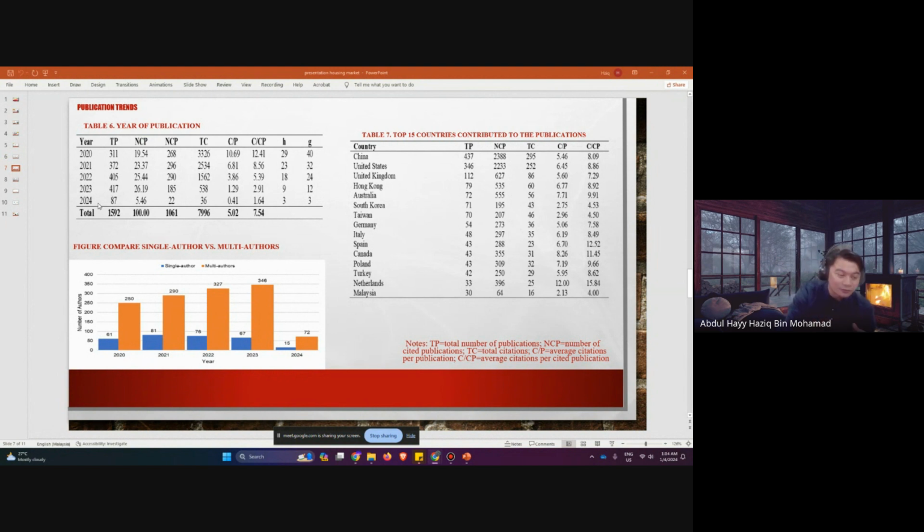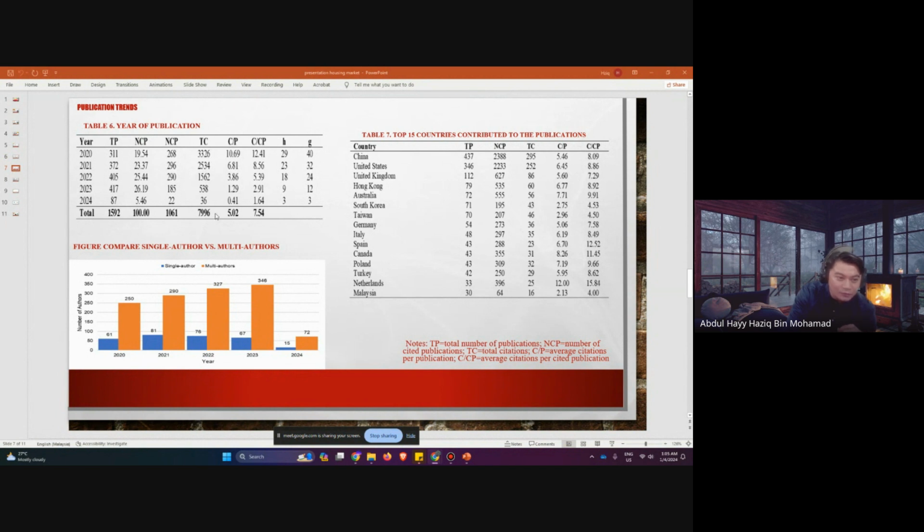Of course, 2024 is just 87 because we have not finished this year yet, right? But this number is considered very strong publication within just almost 5 years. The total is 1,592. And in terms of total citation, the highest one is in 2020, which is 3,326.